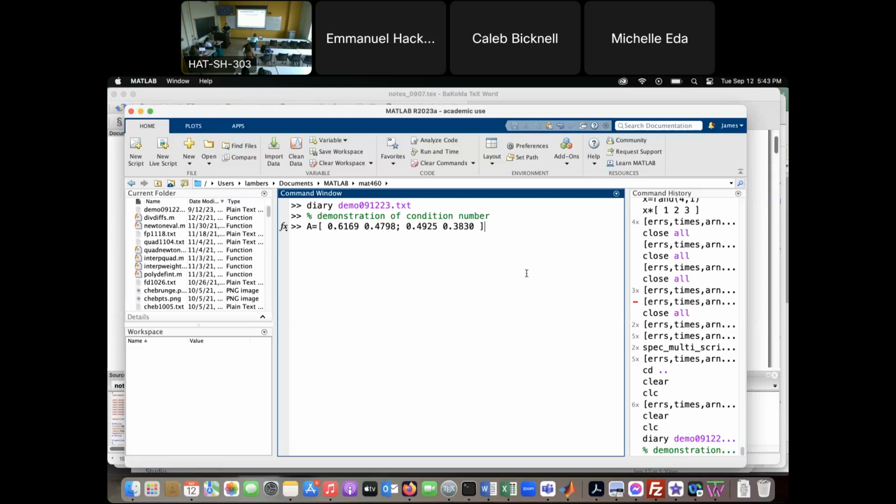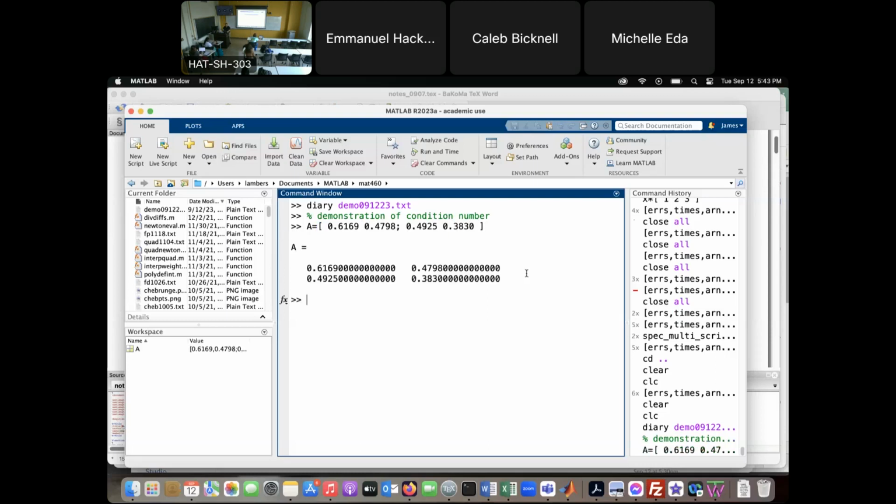Okay, so here we have this 2x2 matrix. Now, for square matrices, there actually is a formula for the condition number. It's not something I can really get into here because it's really a topic for the next course, 461. But there's a MATLAB function that implements it, cond, for the condition number of A.